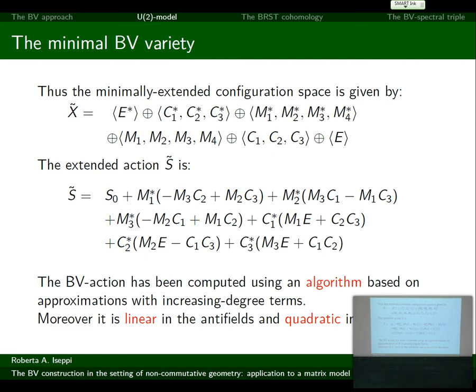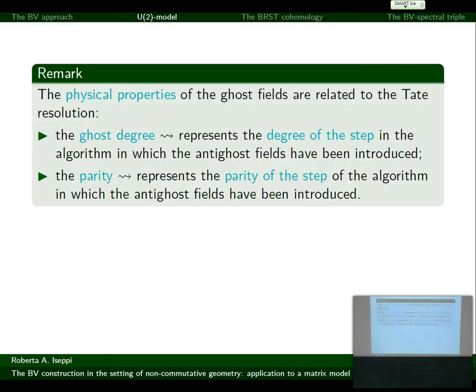Now, let's make a small remark about the physical properties. We can say in some sense that the two physical properties that distinguish Gauss fields, namely their Gauss degree and the parity, are related to the Tate resolution. So they have a geometric interpretation, in the sense that the Gauss degree is exactly the degree of the step in the Tate resolution in which the Gauss field has been introduced, and the same is true for the parity.